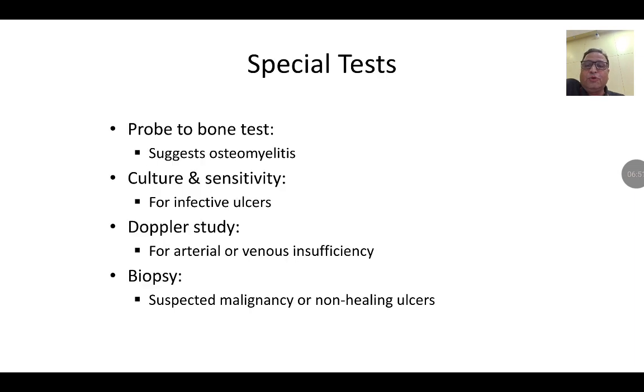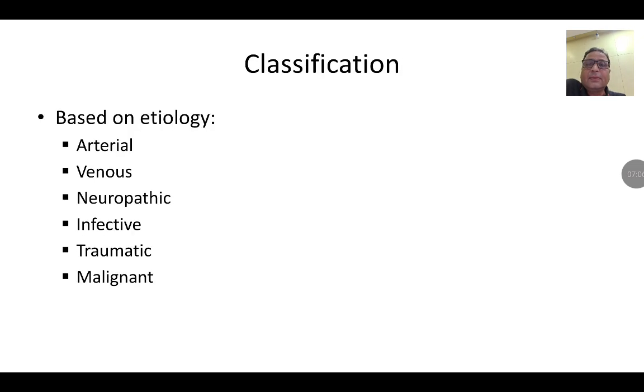Special tests such as the probe to bone test suggest osteomyelitis. Culture and sensitivity for the infective ulcers to know the causative agent. Doppler study for arterial and venous insufficiency, and biopsy for suspected malignancy and non-healing ulcers. Ulcers are classified depending upon their etiology as arterial, venous, neuropathic, infective, traumatic and malignant.